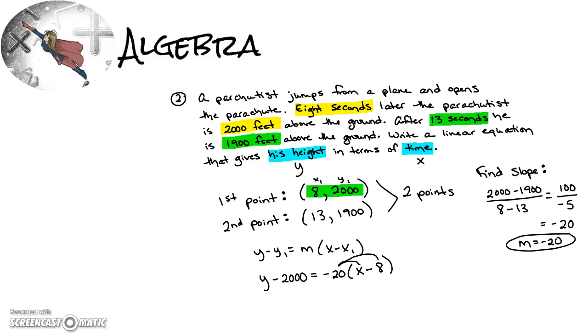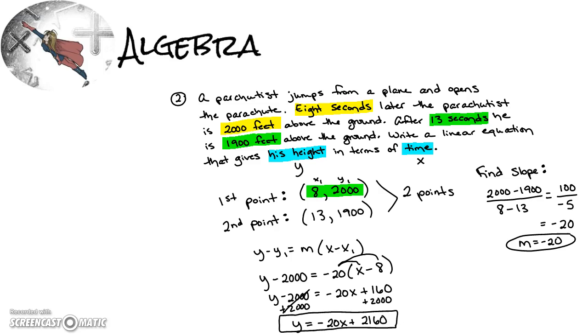And let's just take a second to get y alone. So I'll distribute the negative 20, plus 160, and rewrite the stuff on the other side. And then just add 2,000. 2,000 is going to add together with the 160. So we'll just get y equals negative 20x plus 2,160. And that is your linear equation that they asked for.